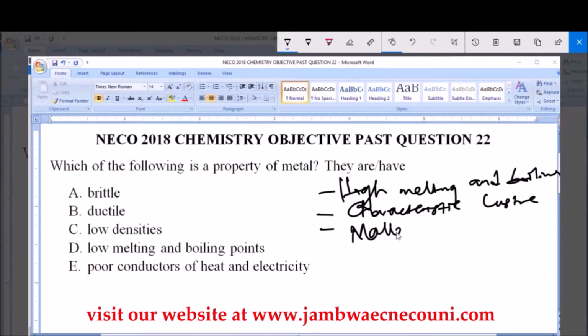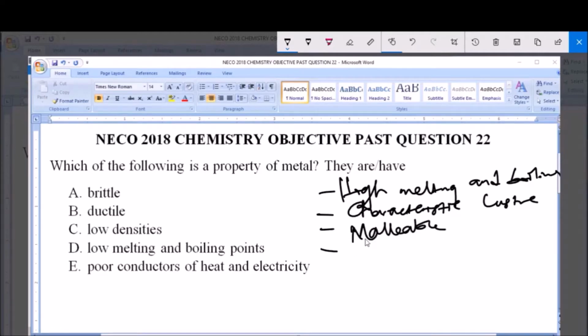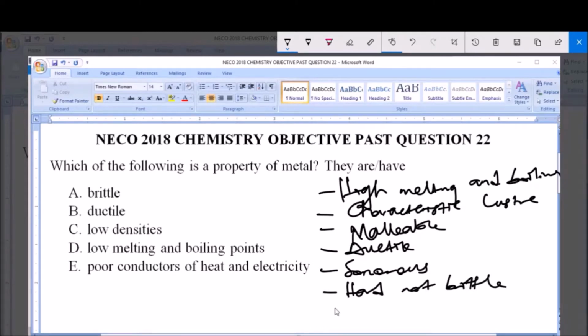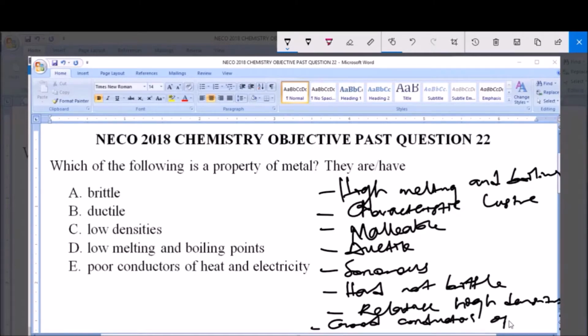Metals are malleable, that is, they can be beaten into sheets. Also, metals are ductile, that is, they can be drawn into wire. Metals are sonorous, they produce sounds. Metals are hard, not brittle. Metals have relatively high density when compared to other elements. And metals are good conductors of heat and electricity.